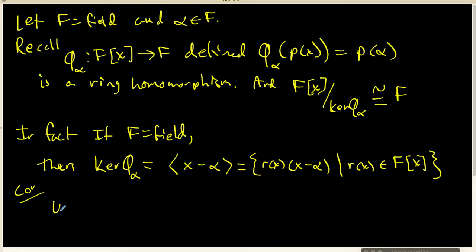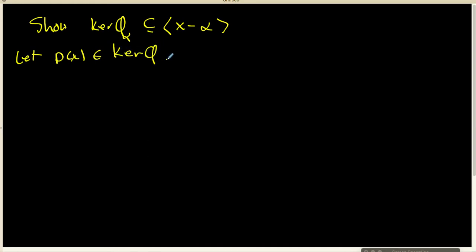And I want to use a double inclusion proof. So let's first of all show that the kernel of the homomorphism is a subset of the principal ideal generated by x minus alpha. So we're going to let p(x) be any polynomial inside the kernel of our evaluation homomorphism. Now that tells me that p(alpha) has to be the zero inside of our field F.